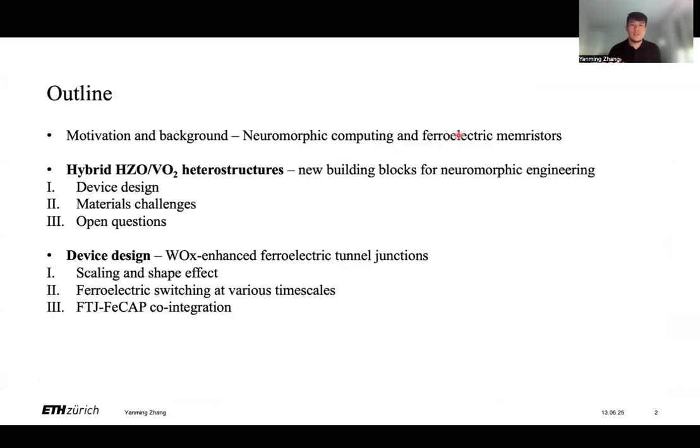During the past year, we studied neuromorphic devices from mainly two aspects. The first aspect is on materials. We want to investigate the hybrid heterostructures of ferroelectric and molten oxide. So we did a lot of work on the device design and we encountered some materials challenges, leaving us some open questions. And the second aspect is that we want to explore the optimal device design for ferroelectric tunnel junctions.